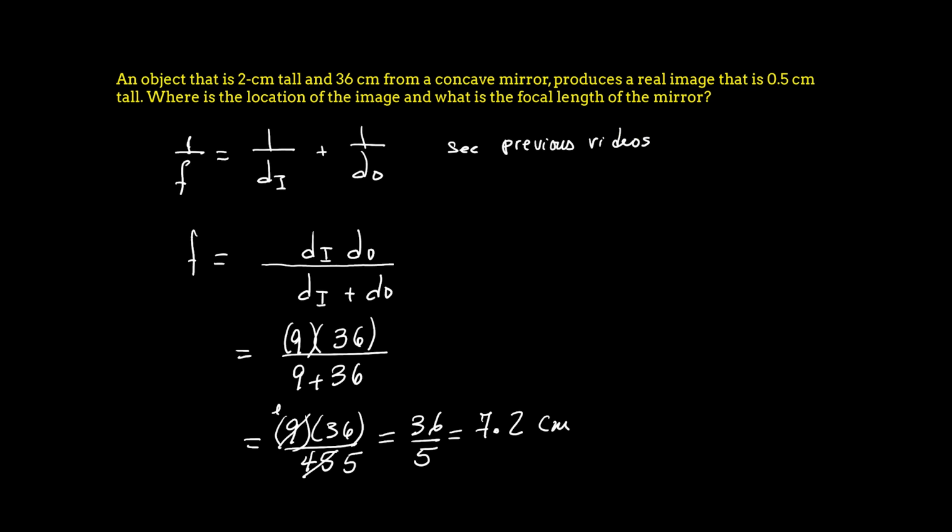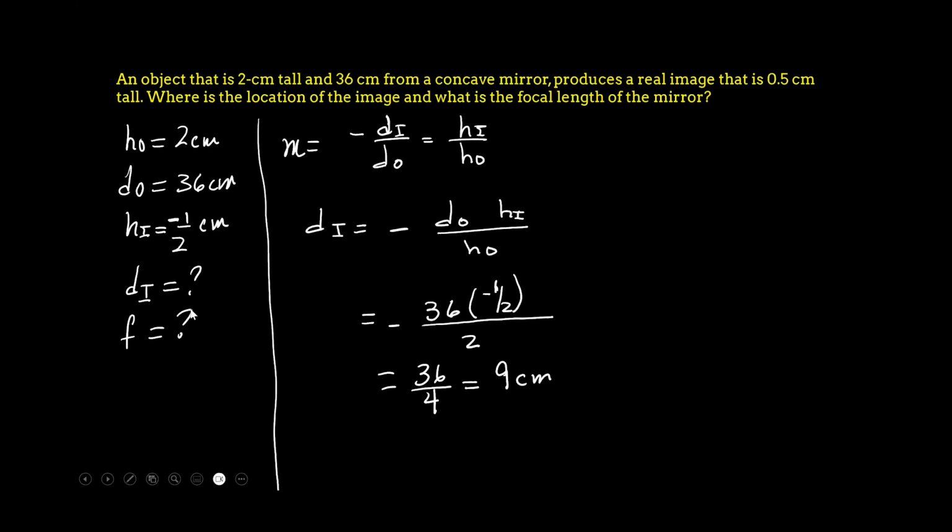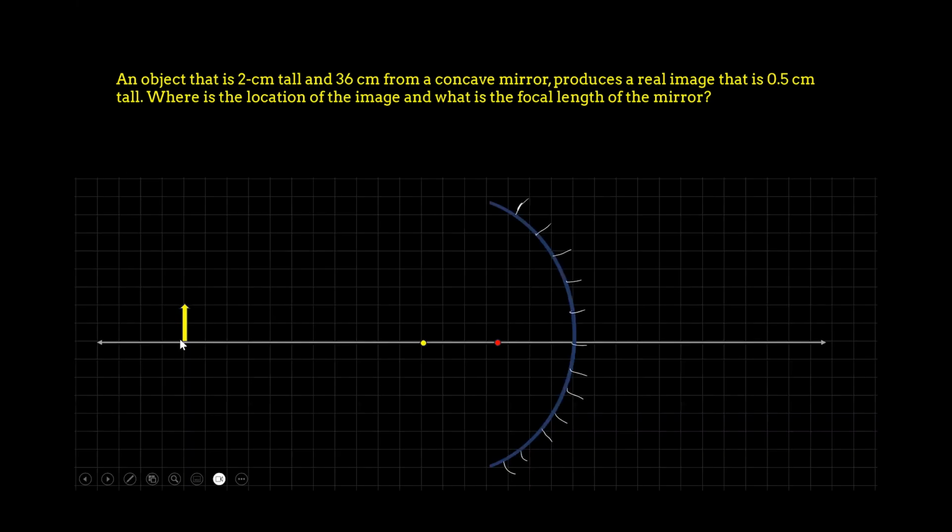Okay? So I get 7.2 centimeters for the focal length. The image height is a half a centimeter. It's real. And the image location is at the 9 centimeter mark. So let's see. Here's the object. Here is the focal point at 7.2. So 2, 4, 6, roughly, right there.